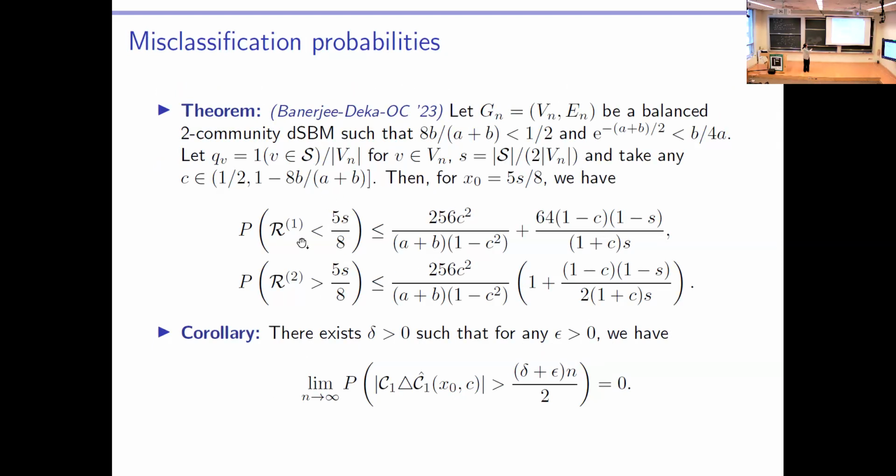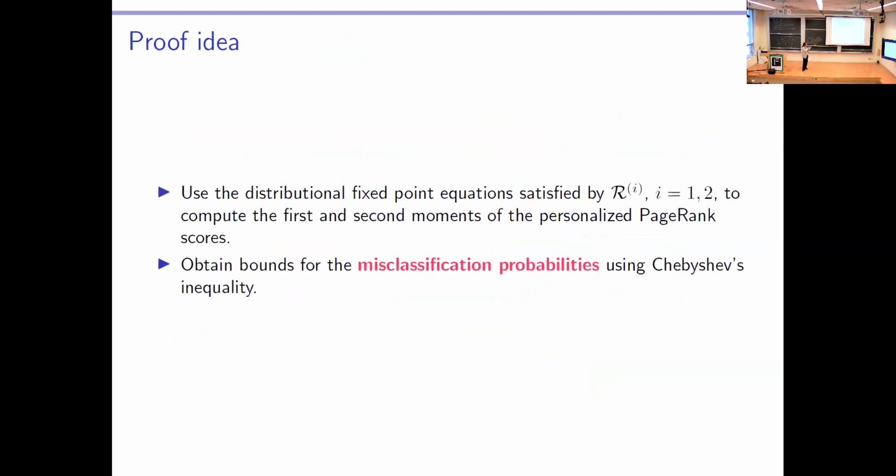The threshold that is implicitly being used here, the x0, is 5 times s/8, where s is the proportion of vertices from community 1 that we know. And we get that the probability of misclassification is always little o of n, of the number of vertices in the graph under this particular choice. Again, none of this is specific to the model, because the existence of the local weak limit exists in way more generality. And once you have that, you can do a lot of other things.